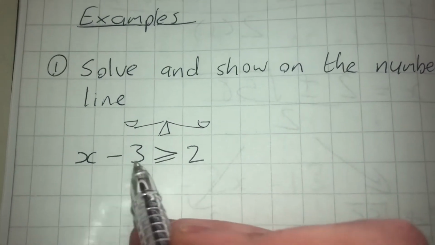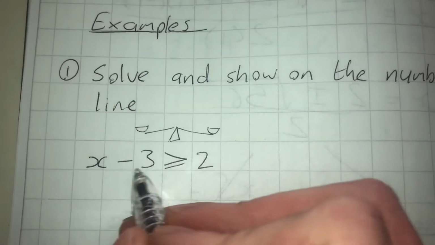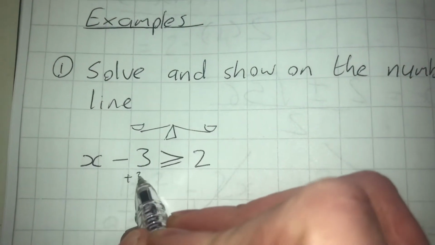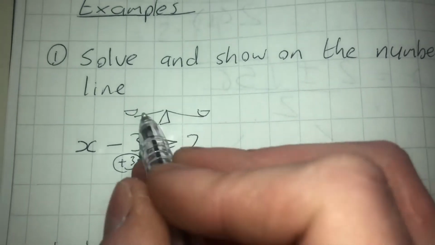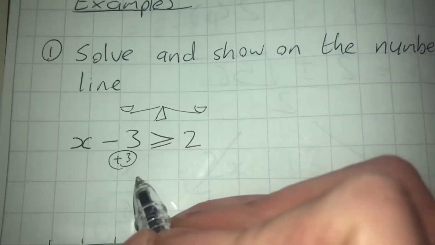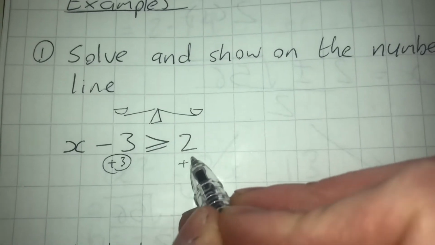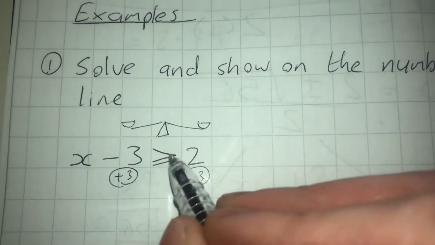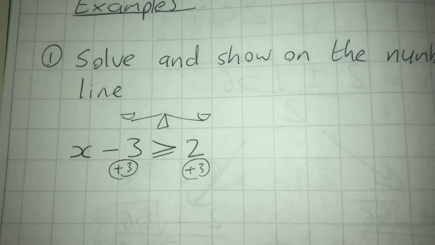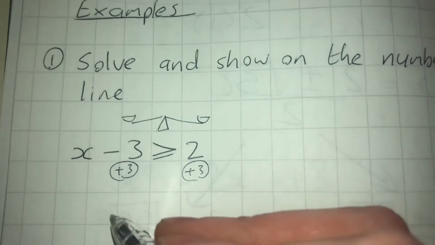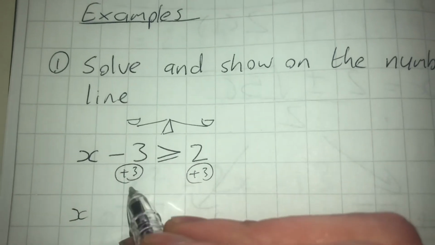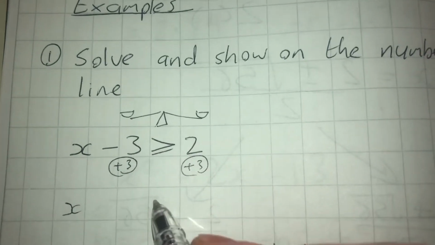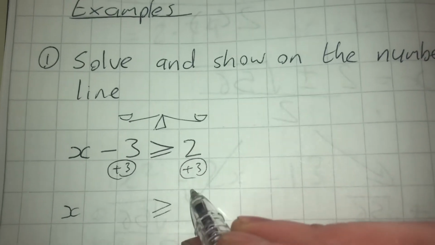And if I'm looking to get x on its own, because this is a minus 3, I have to add 3, because minus 3 plus 3 is 0. But if I do that, the scales will become unbalanced, so I must do the same to the right hand side. Treat the inequality just like the middle of the set of scales, and again, just like the way we would solve an equation. So what happens there is I've still got x, minus 3 plus 3 is 0, so it's gone. It's greater than or equal to 5.